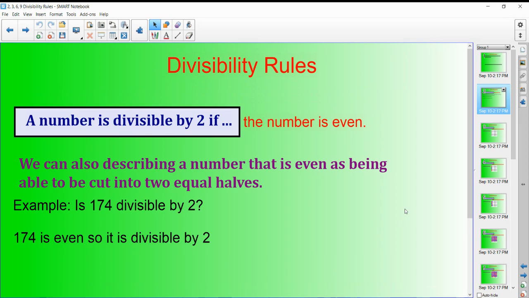So the first rule we're going to talk about is divisible by 2. So any even number is divisible by 2. We've already probably thought that, we knew that, and the reason why is every even number, if we divide it by 2, we still get a whole number. So 174 divided by 2, okay, if we don't know how to do that, we can do it on a calculator, but 174 divided by 2 is 87, so 174 is evenly divisible by 2.